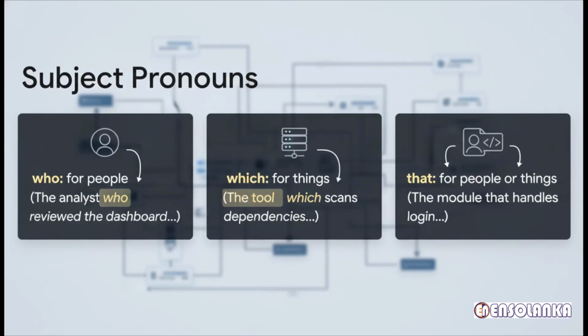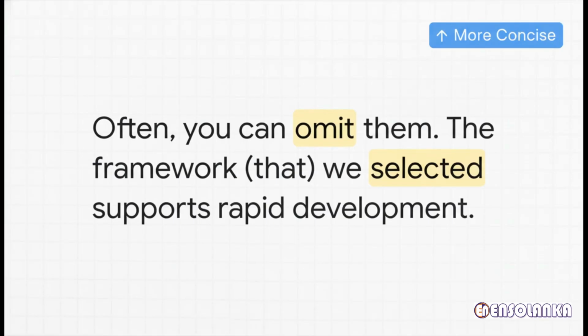Now, to build these things, we need some special connecting words. They're called relative pronouns. When the pronoun is the subject of the clause, you've got three main options in your toolkit. You use who for people, so the analyst who reviewed the dashboard. You use which for things, like the tool which scans dependencies. And then there's that, which is super flexible. It works for people or things. For example, the module that handles login. These are your workhorses.